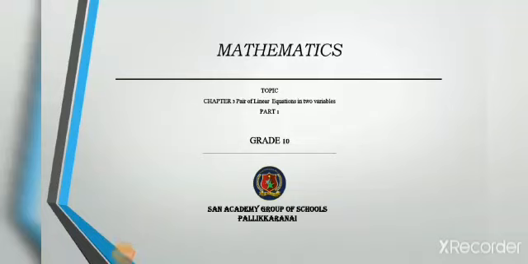Hey students, welcome back. Today we are going to learn a new chapter, pair of linear equations in two variables, Class 10 mathematics. I hope you are all safe. Before we start the class, we'll do a small activity, meditation.